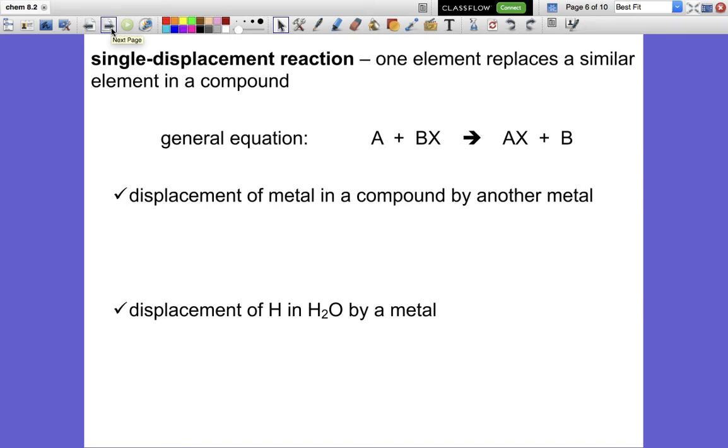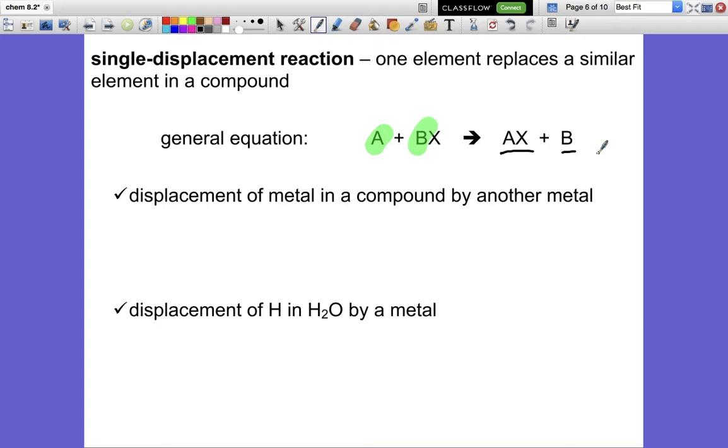This first reaction, I have one element replacing a similar element in a compound. I have this general equation here that says A is going to replace B in this compound. A and B are similar to each other. Since B comes first in the compound, BX, I can assume that A and B are metals, because metals always come first. You always put that positive charge first in a formula like that. So A is going to replace B, so you end up with AX instead of BX, and a B that's all by itself.